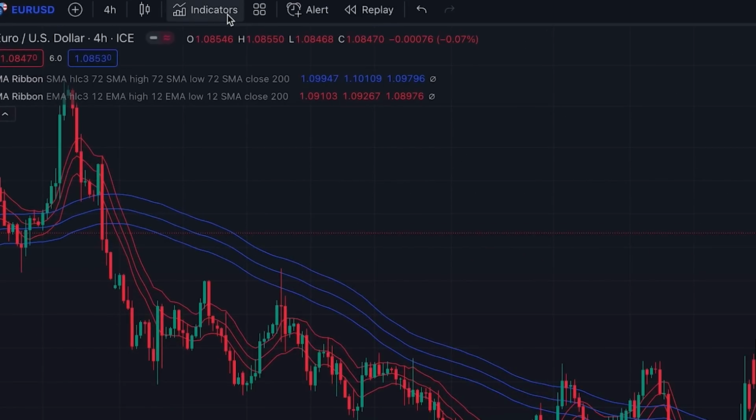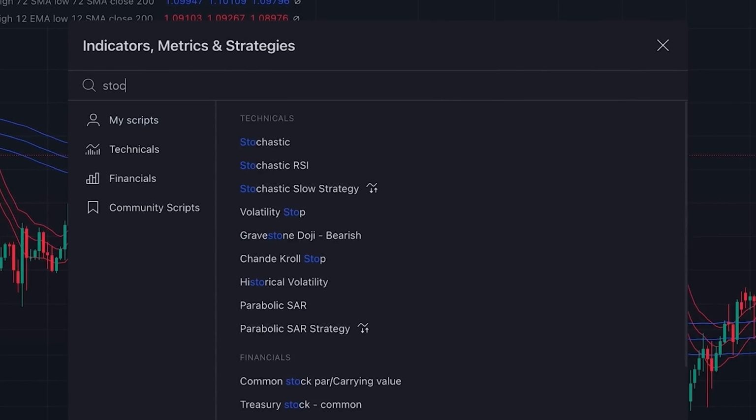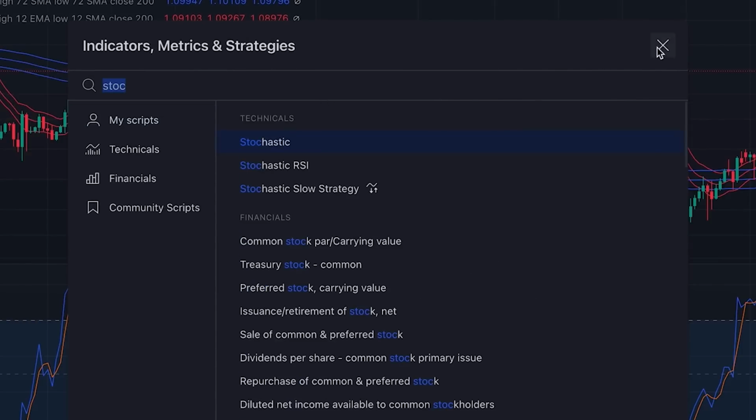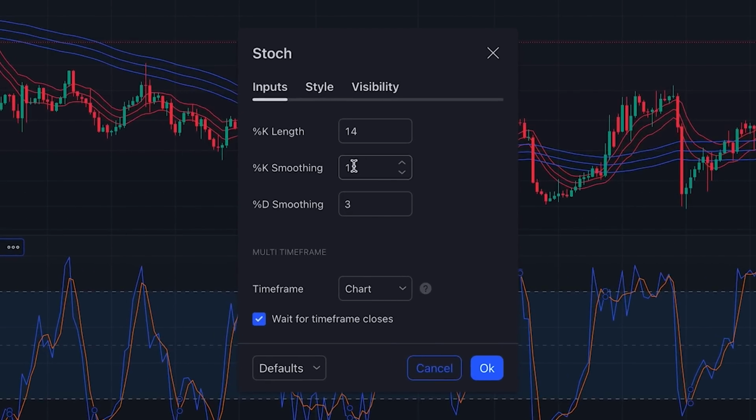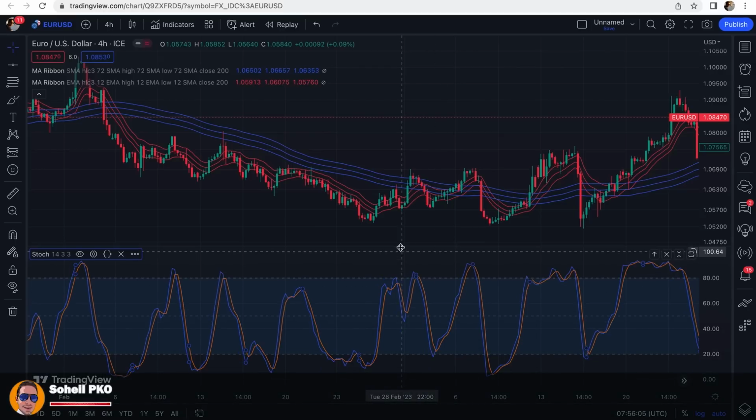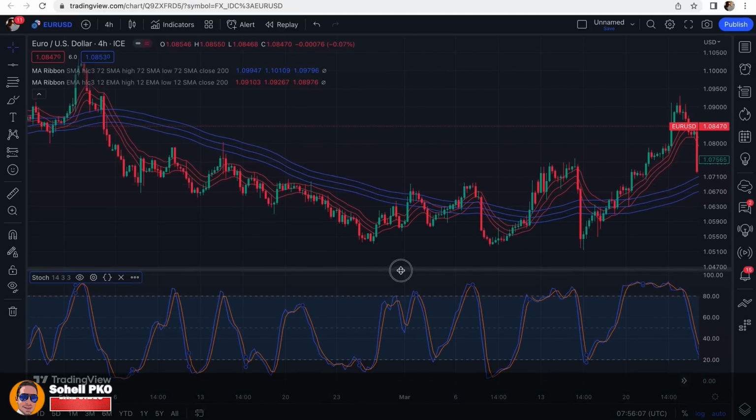And the last indicator that we should add is stochastic, this one. And we should change its settings. Here for K% smoothing, we set it at 3. Alright, everything is already set on the chart, and let's see how we trade based on this trading strategy.